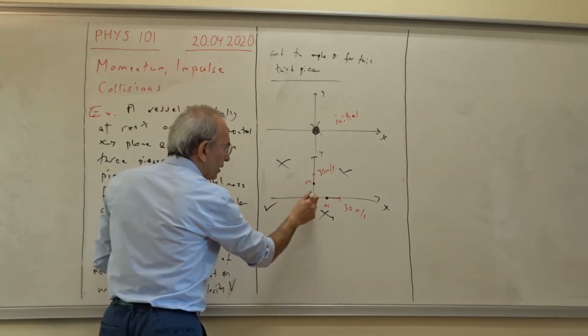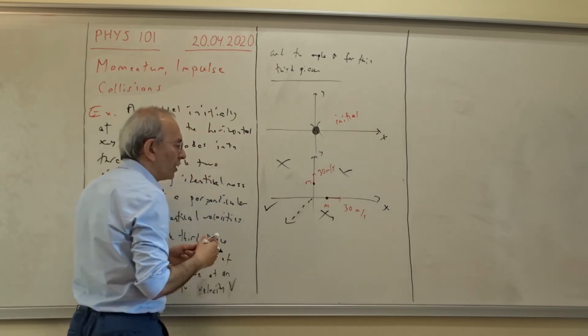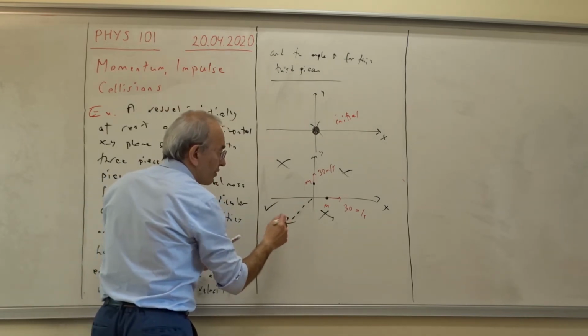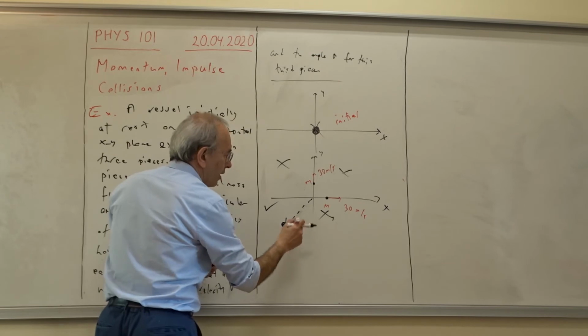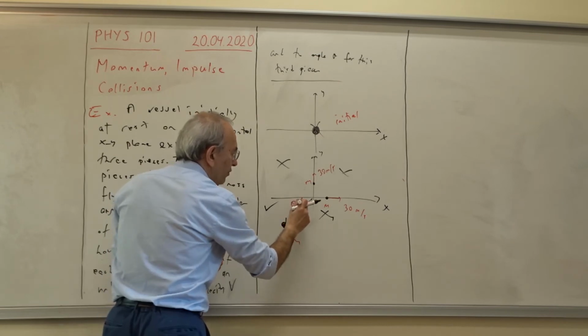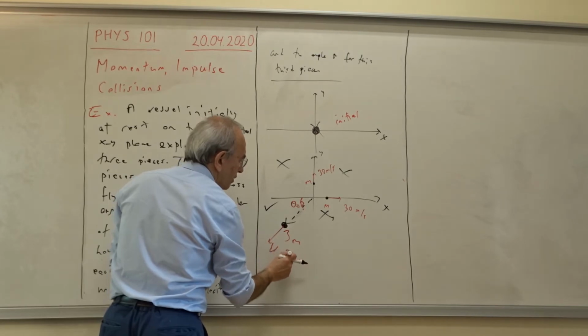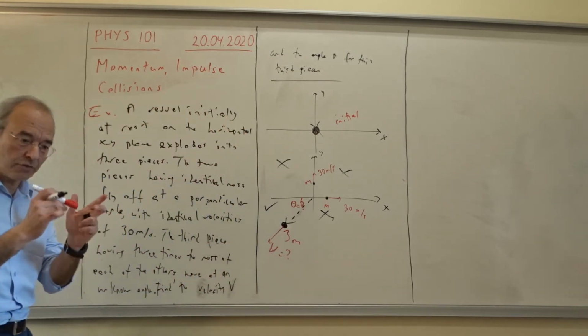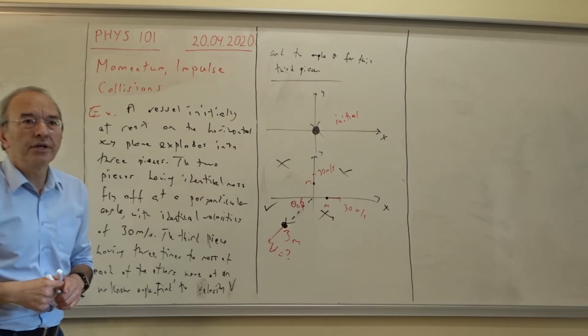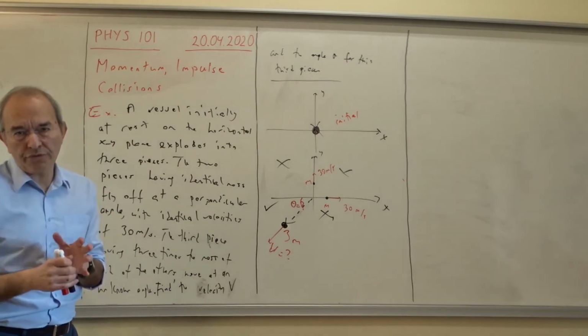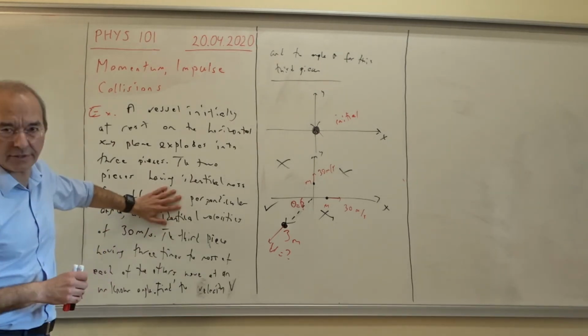So we assume that it has a mass three times the others, so this is the mass 3m, and this angle is theta. This theta is unknown, and this velocity, let's say capital V, is unknown. So first of all, we establish the geometry of the problem from the text.